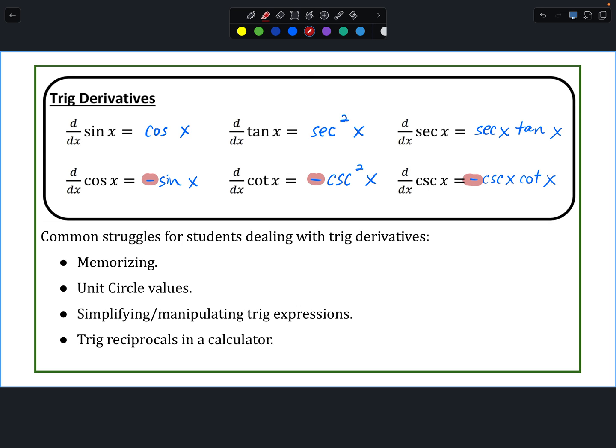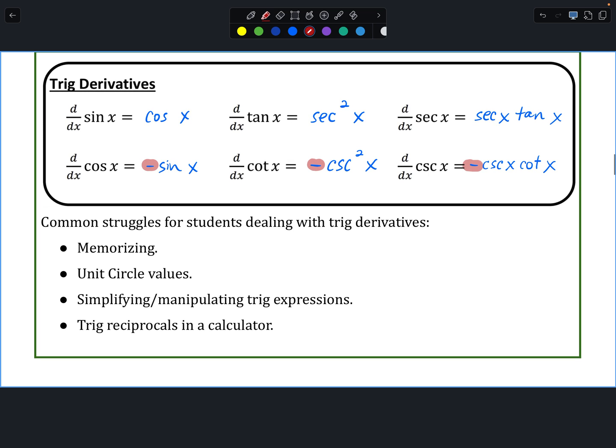Okay? Now, I don't know how to say it other than that you just need to memorize these. All 6 of these you need to know. And next semester, when you learn about integration and you're going backwards, you'll have to really know them because you have to know whose derivative is that, and you have to go backwards.